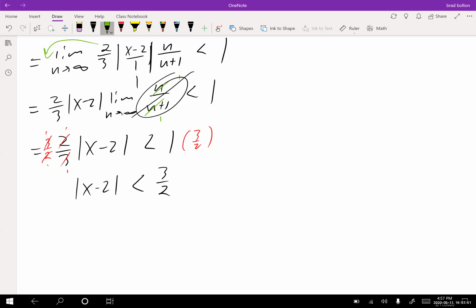So this, by the way, is my r. Okay, that's my radius of convergence.